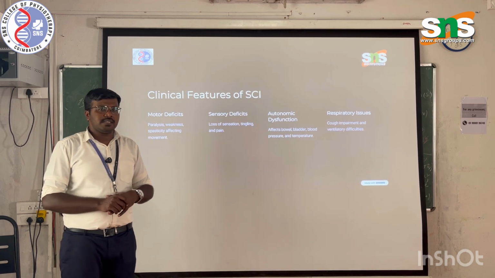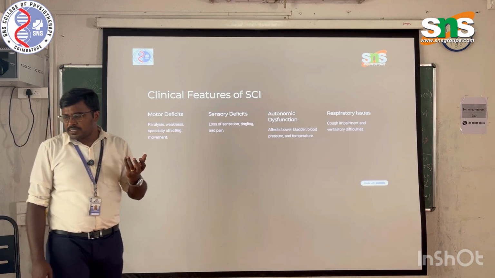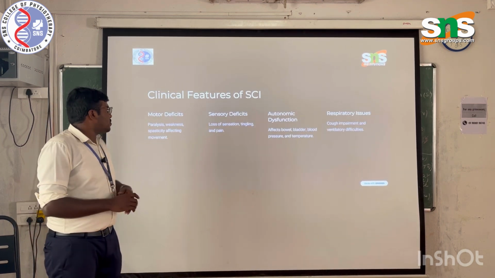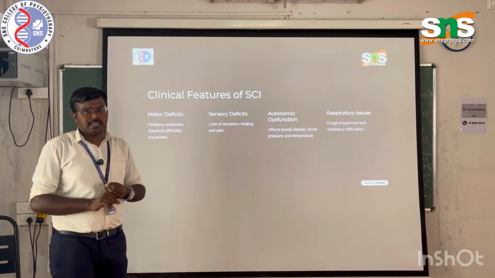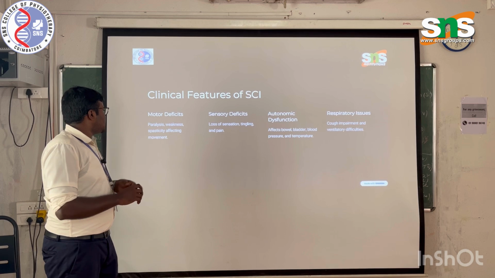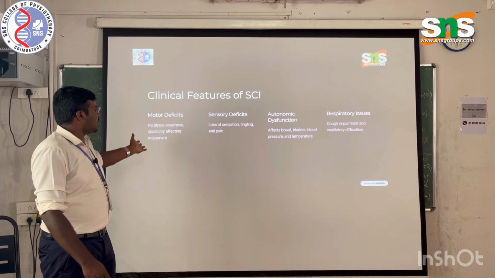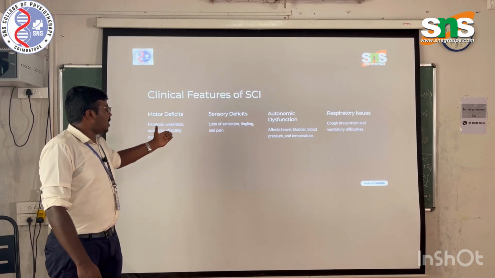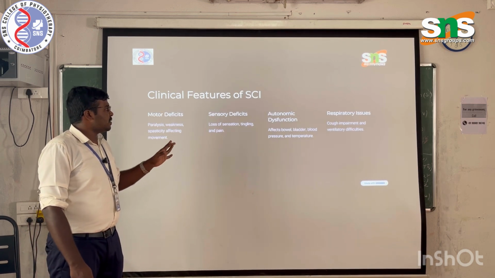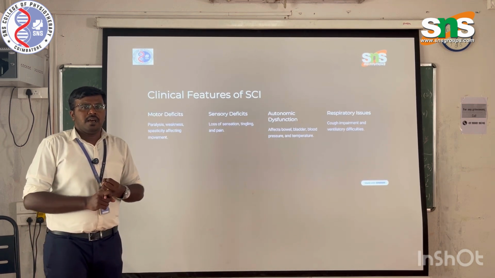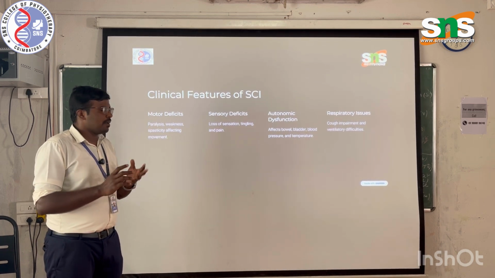Next, clinical features. First, motor deficit: paralysis and weakness in the upper limb and lower limb, and spasticity, as prolonged cases can develop spasticity. In sensory deficits, there is loss of sensation, tingling sensation and loss of pain. In autonomic dysfunction, bowel and bladder function is affected, and blood pressure and temperature are altered.